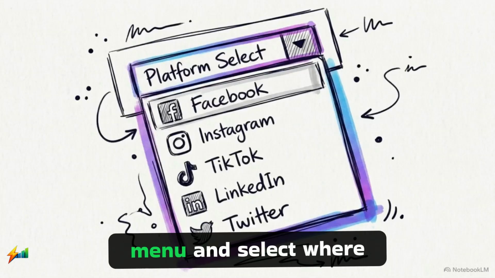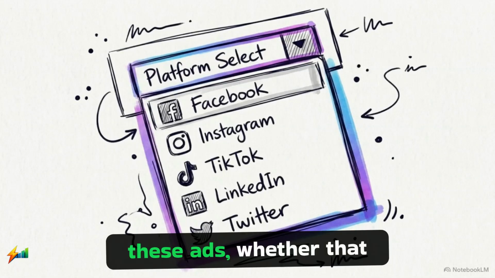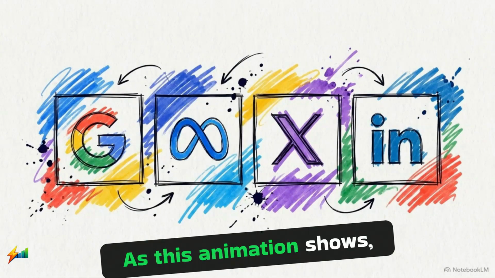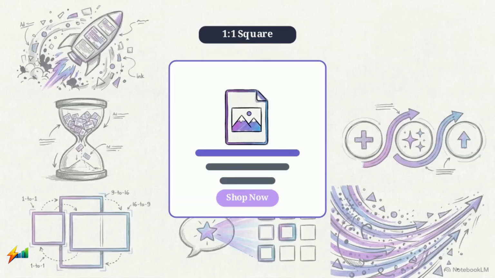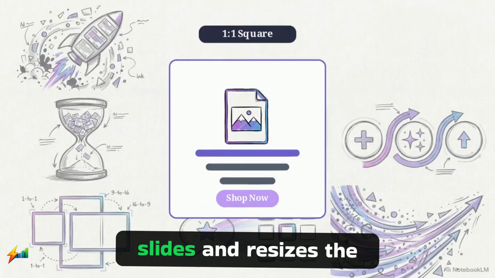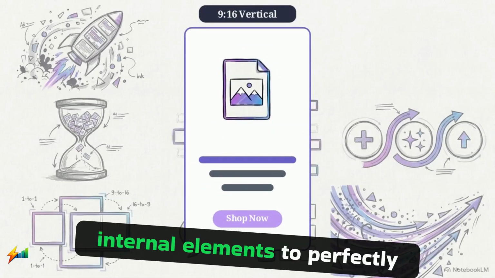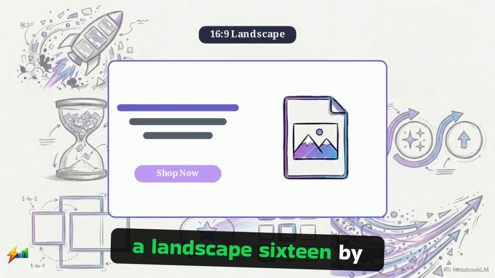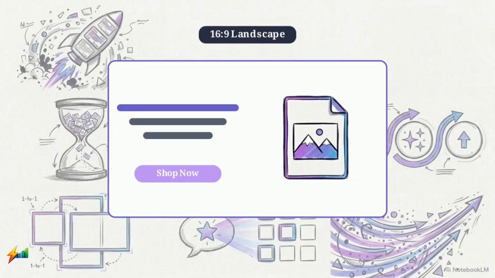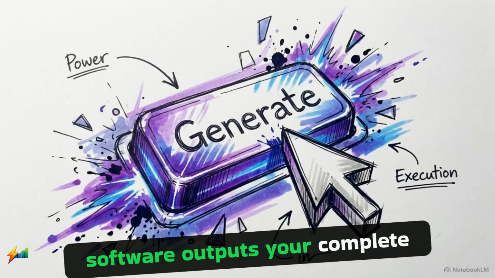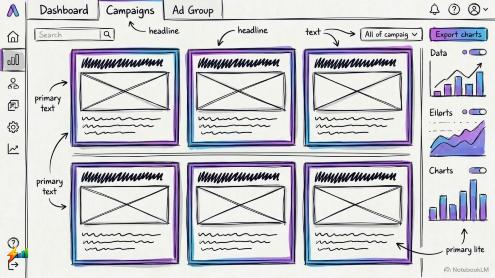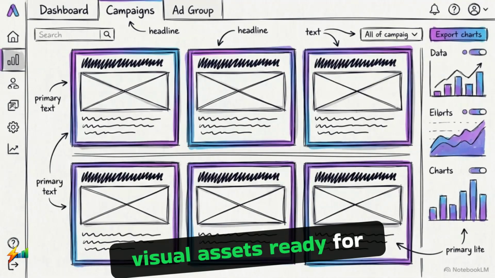Navigate to the platform menu and select where you want to run these ads, whether that is Facebook, Instagram, TikTok, or Google. As this animation shows, the platform takes your base creative and dynamically slides and resizes the internal elements to perfectly fit a vertical 9x16 frame and a landscape 16x9 frame simultaneously. Hit Generate, and the software outputs your complete ad library. You now have the primary copy, the headlines, and the perfectly sized visual assets ready for review.